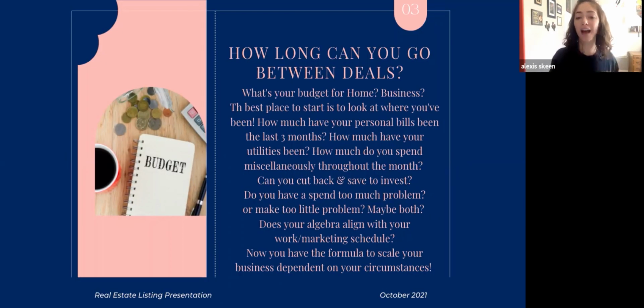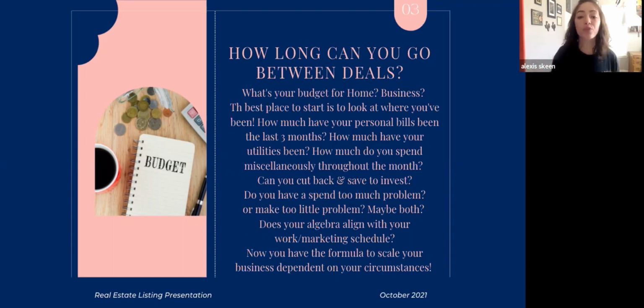So just breaking down that model, how long can you go between deals? What's your home budget? What's your business budget? The best place to start is by printing off your last 3 months of bank statements, looking at all your receipts and highlighting them, going through and categorizing all of your expenses between bills, utility bills, and cash. Is there any extra money in there to save or save to invest? Do you have a spend too much or don't make enough problem, or maybe a little bit of both?